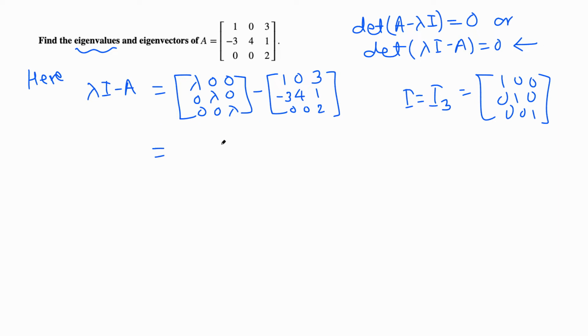Now we subtract component-wise. Lambda minus 1 is here, negative 3, 3, lambda minus 4, negative 1, 0, 0, lambda minus 2. So we have this matrix. Now we want to take the determinant.